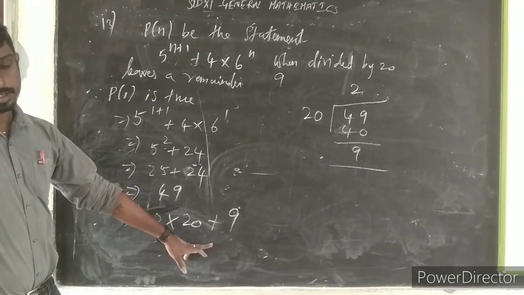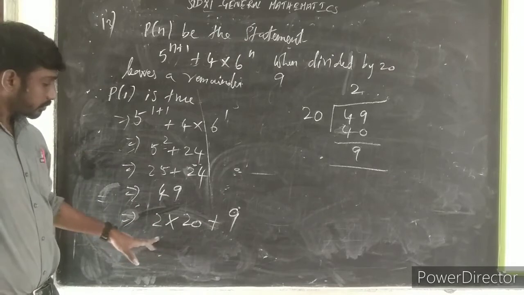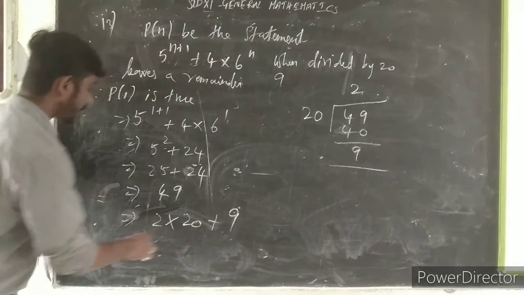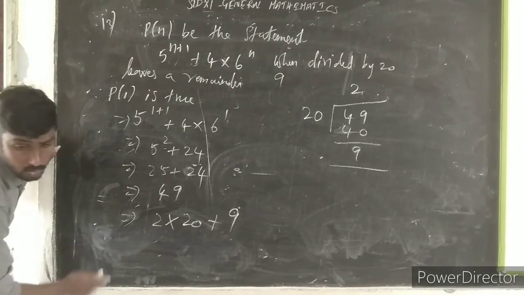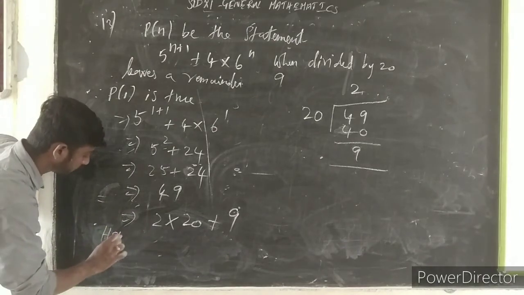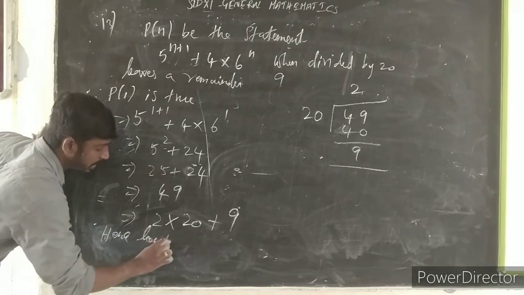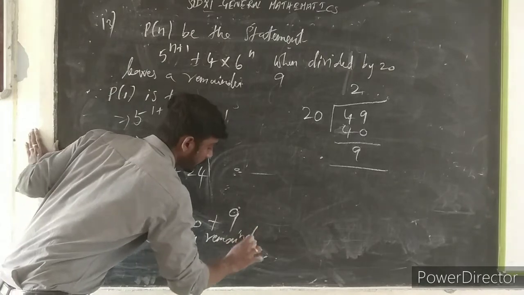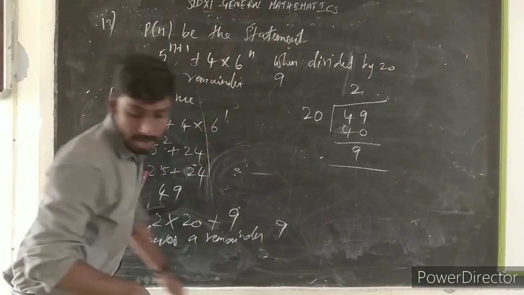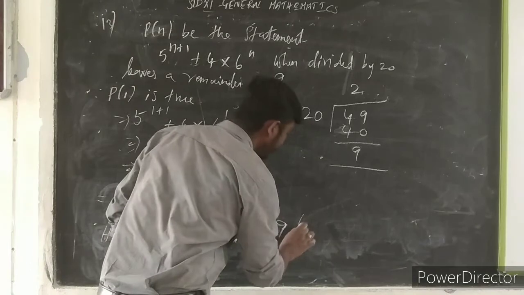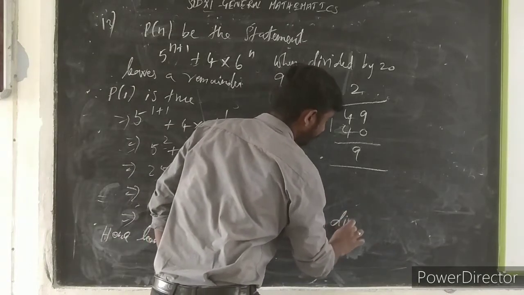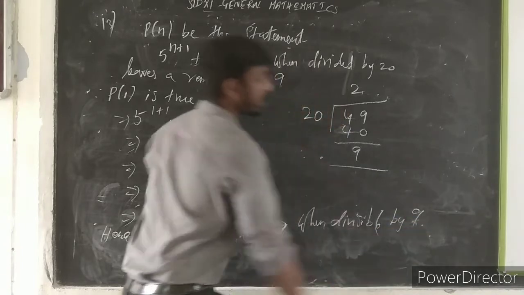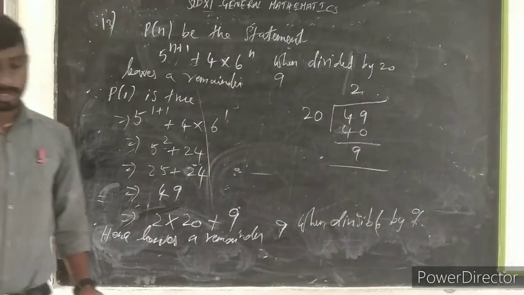Hence this value leaves a remainder 9. You will write the condition here. What is the condition? Hence, it leaves a remainder 9 when divided by 20. So understood that?